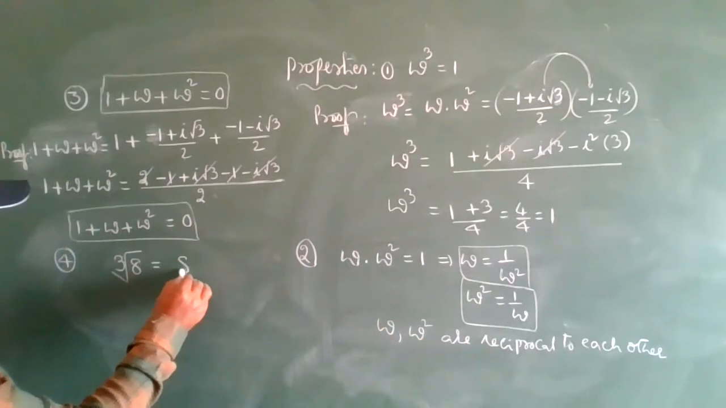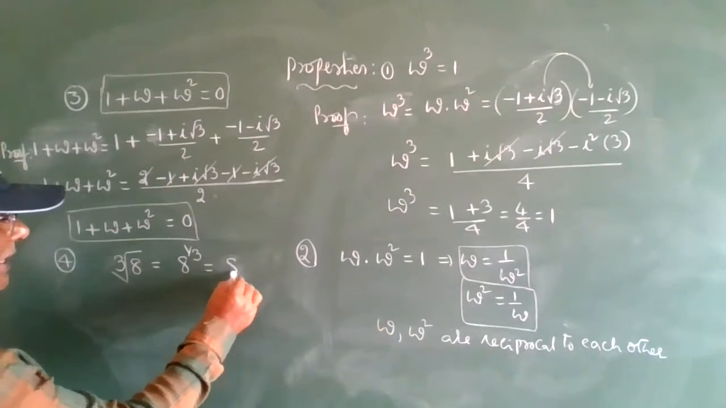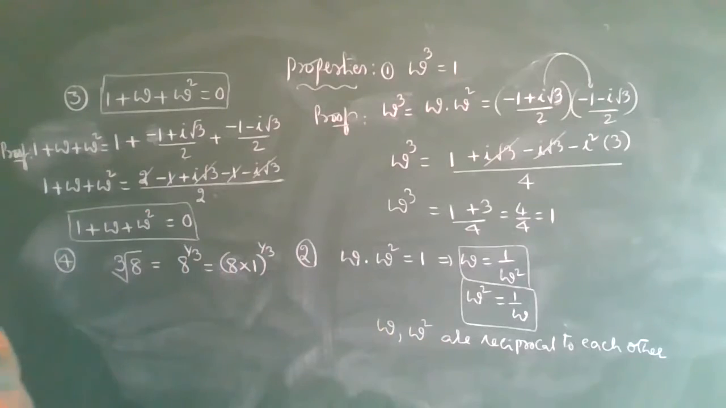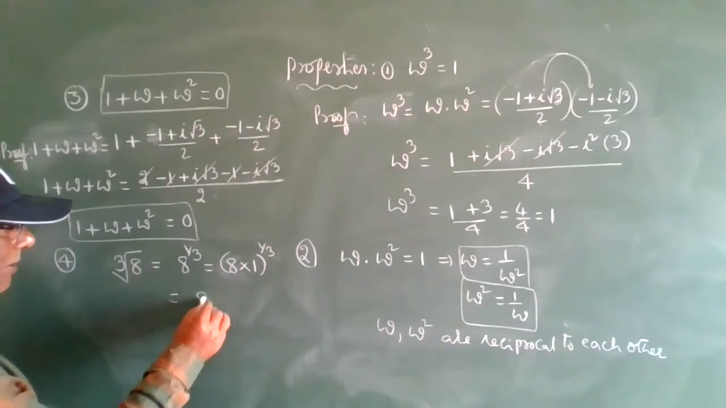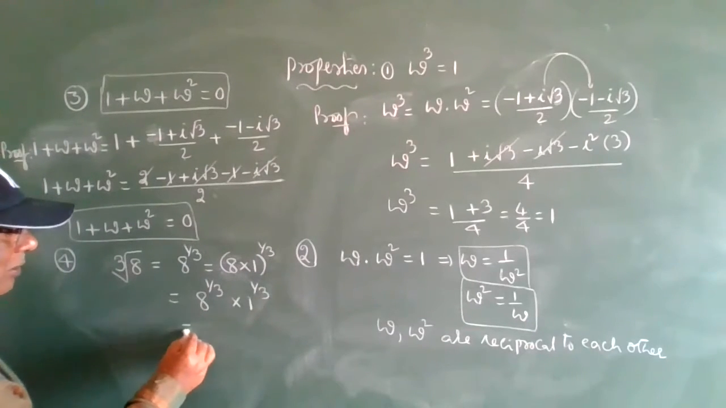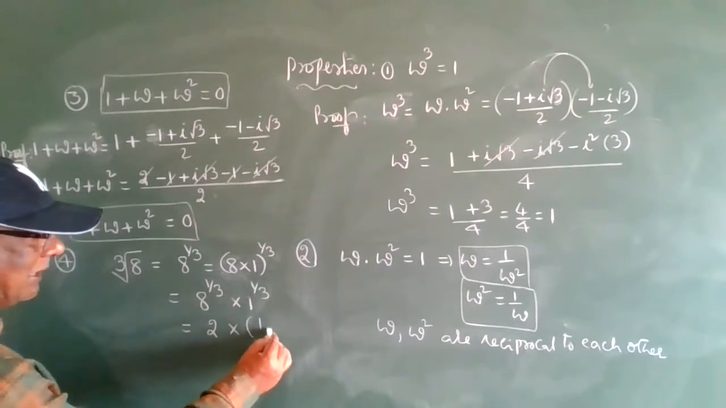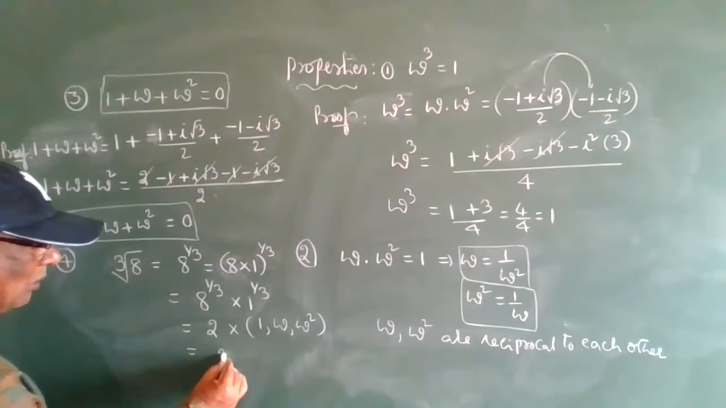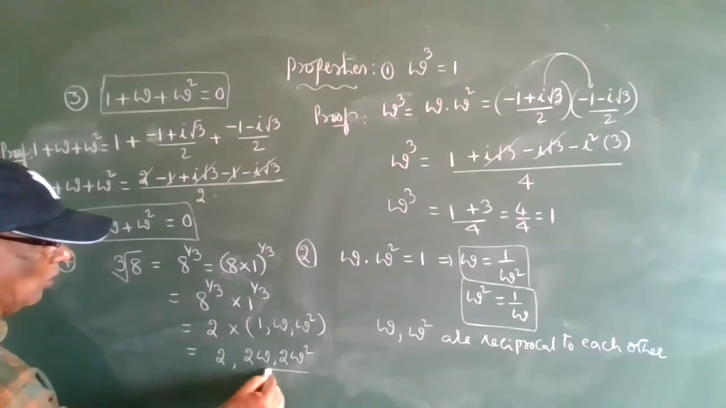How can you write it? This is 8 to the power of 1 by 3. First write 8 into 1 to the power of 1 by 3. The 1 should be written in the complex numbers. So this is 8 to the power of 1 by 3 into 1 to the power of 1 by 3. 8 to the power of 1 by 3 is (2 cube) whole to the power 1 by 3, into 1 to the power of 1 by 3, whose 3 roots are 1, omega, omega square. Therefore 2 into 1, 2 omega and 2 omega square are the roots.